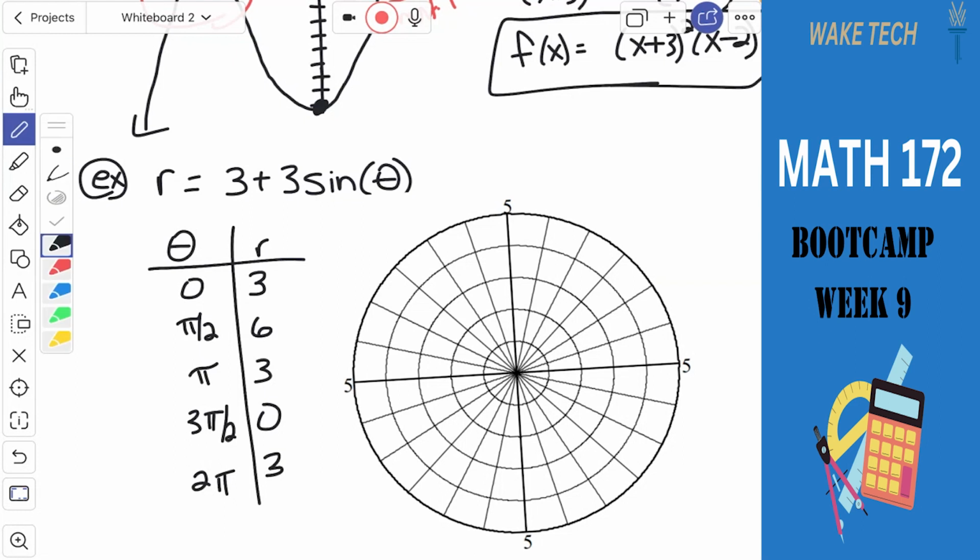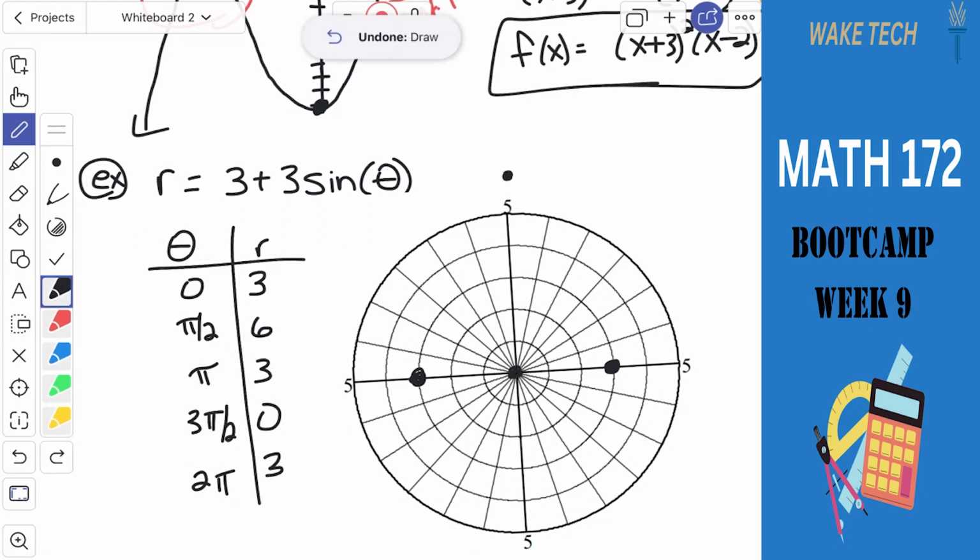0 with 3. Pi over 2 with 6. That one's out here. Pi with 3. 3 pi over 2 at 0, and then 2 pi, we're back there at 3. So this looks maybe kind of funny.